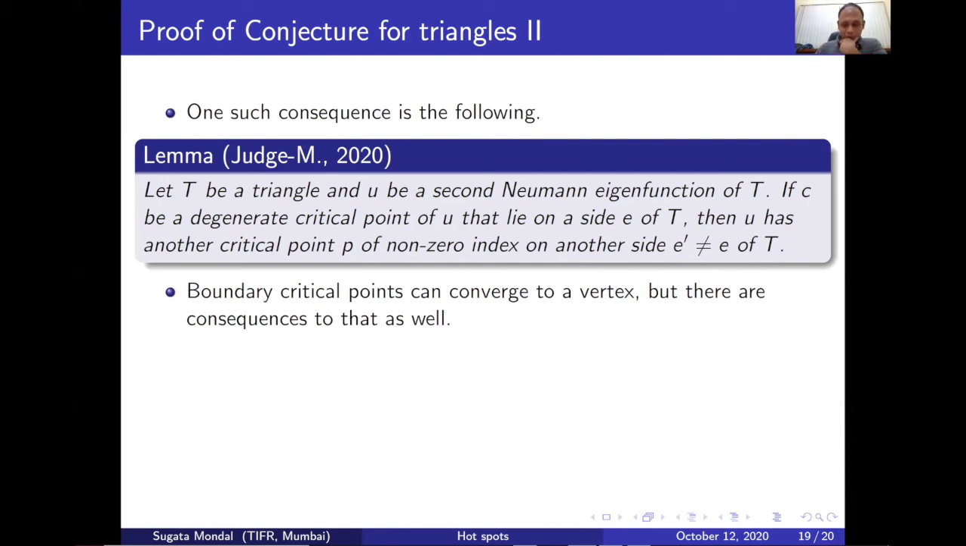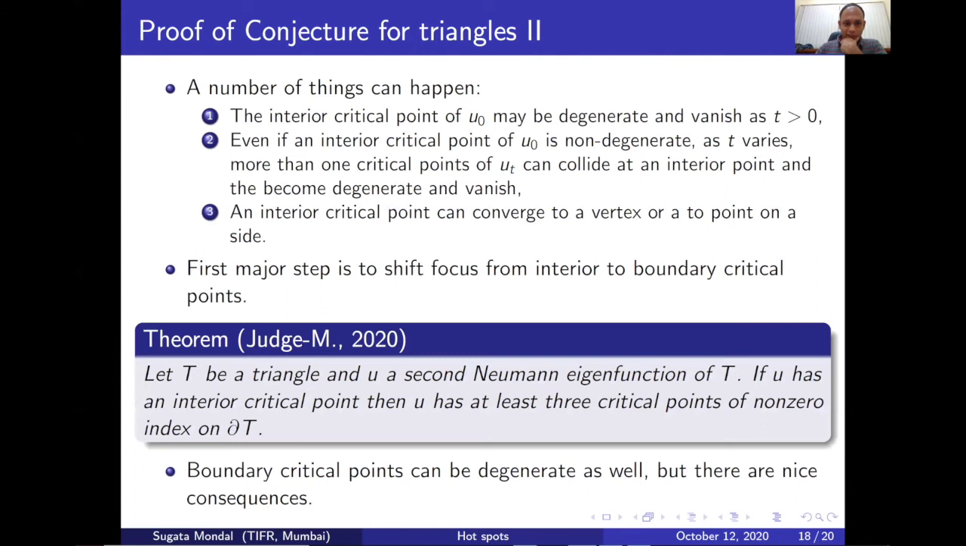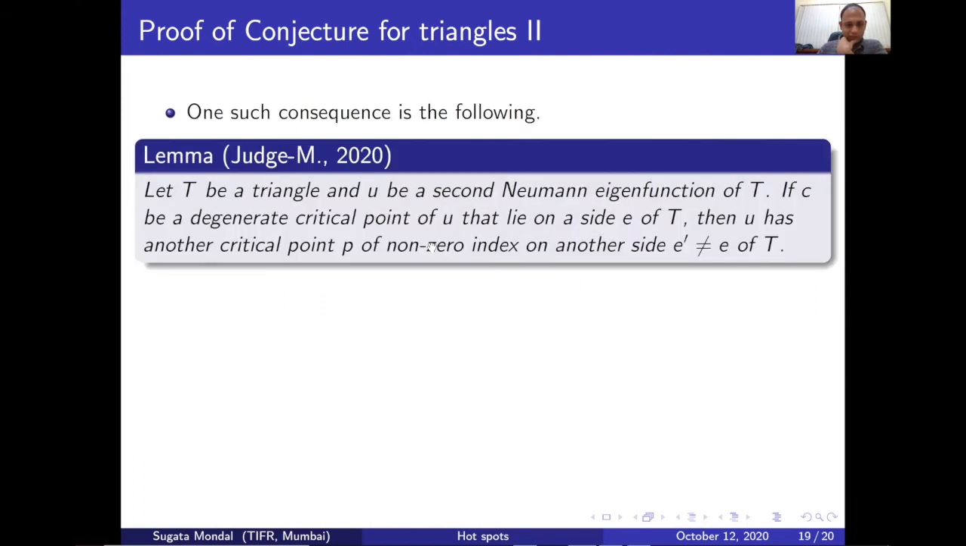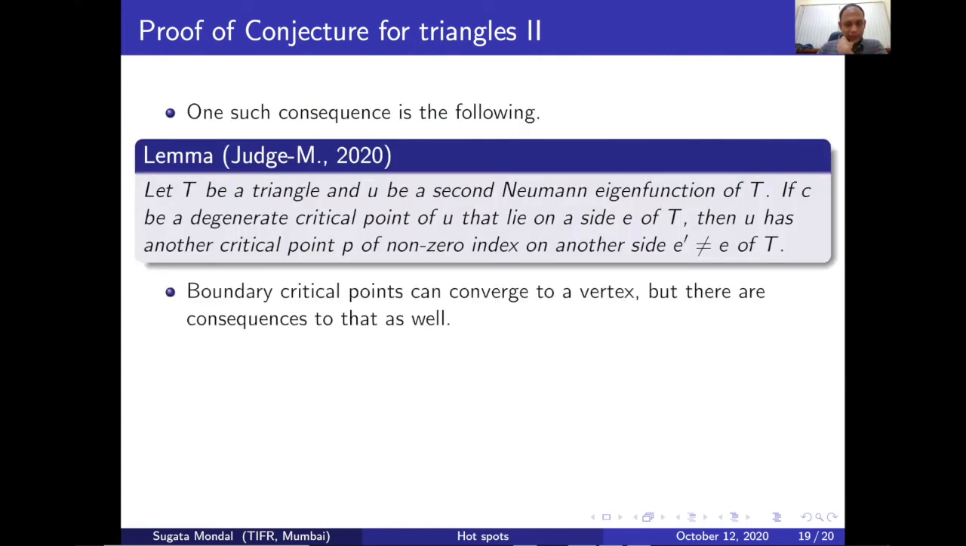So now to address this third point, what can happen around the vertices. In a way, the critical points can go to a vertex, and actually we do know the situation when a critical point goes to a vertex. But what happens is that there are nice consequences, in the sense that something happens to the eigenfunction when a critical point does converge to a vertex.